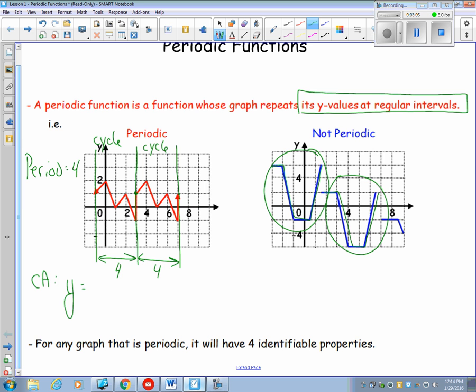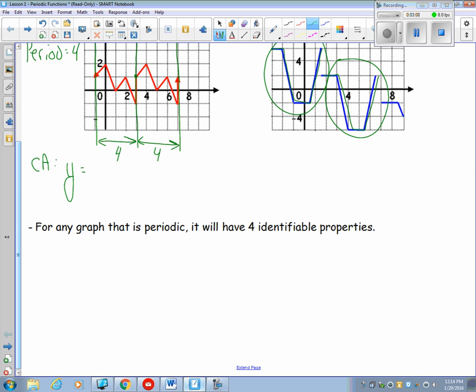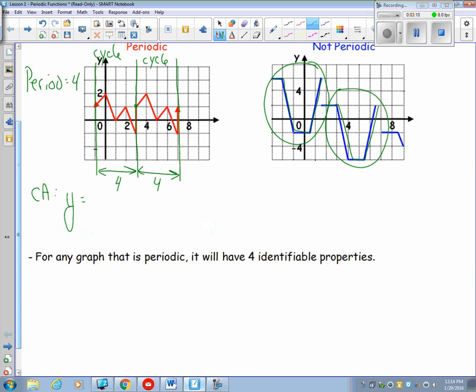To find that, I can take my max value, the highest point my graph ever reaches. It looks like that right there. There's my max, max of 2. And my min right there, min of negative 1.